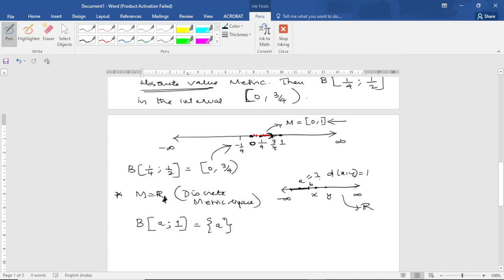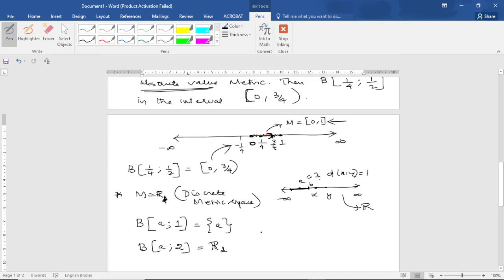So this is only for the discrete metric space. On the other hand, if I increase the radius to just greater than 1, any number I take, suppose I take 2 or 1.5, this set will contain the entire discrete metric space, because the distance between any 2 points is always 1 in a discrete metric space.